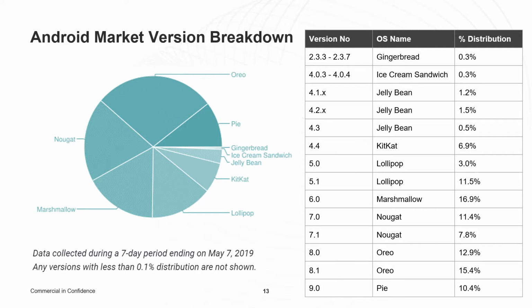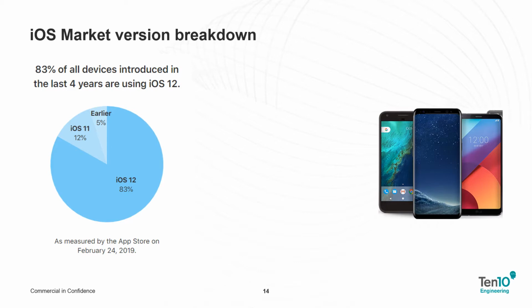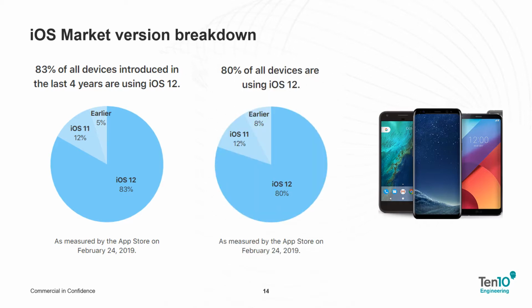As you can see when we move to the next slide, iOS has fewer operating systems than Android. Here we can see that 83% of all devices introduced in the last 4 years were iOS 12, and 80% of devices are using iOS 12, so it shows that Apple are enforcing their upgrades more than Android. So typically when you're choosing types of projects, you have to make sure that you're choosing the right operating systems in terms of Android as well as iOS.